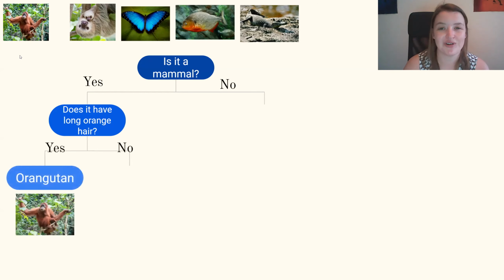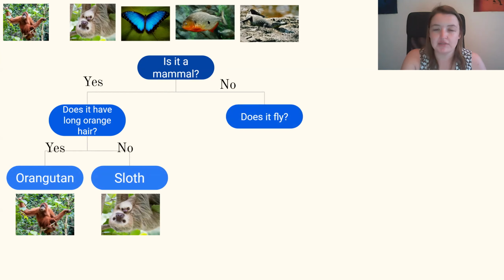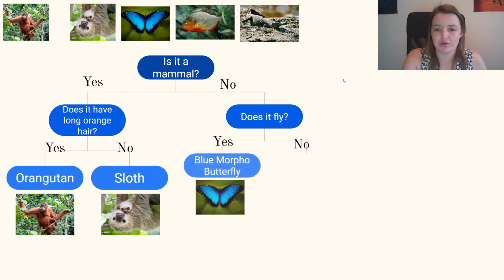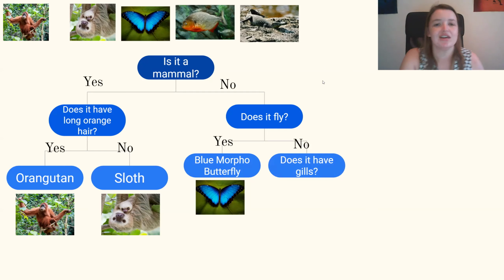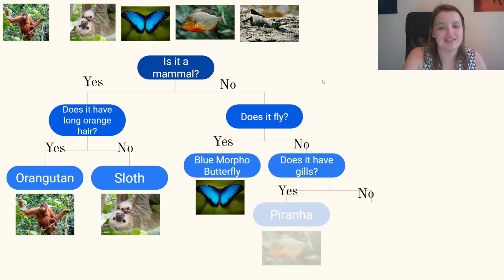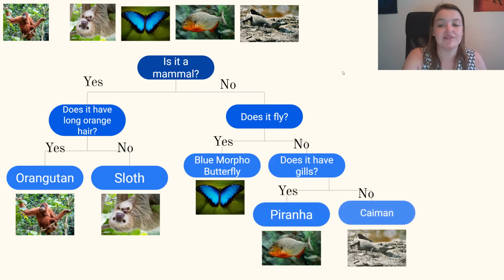Now I can start to look at separating out these 3, the butterfly, the fish, and the caiman. Does it fly? Well, if it does fly, then it must be the blue morpho butterfly. No, well, I've still got 2 animals left, so I have to separate them out. Does it have gills? Only fish have gills. So if it does have gills, it must be the piranha, and if it doesn't, it's the caiman.